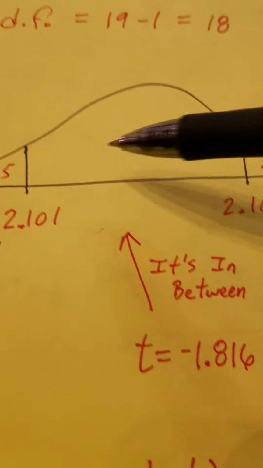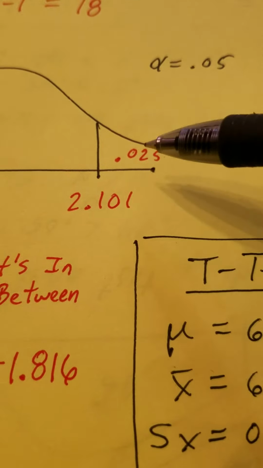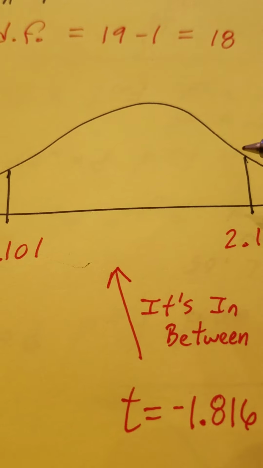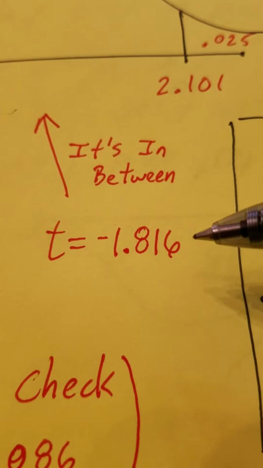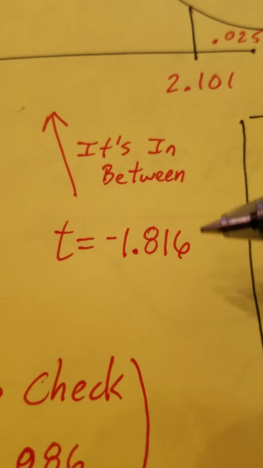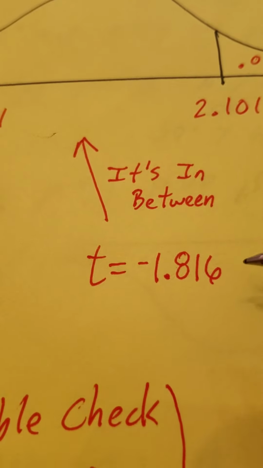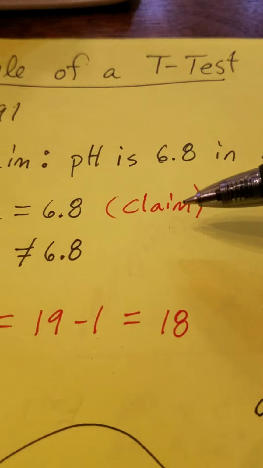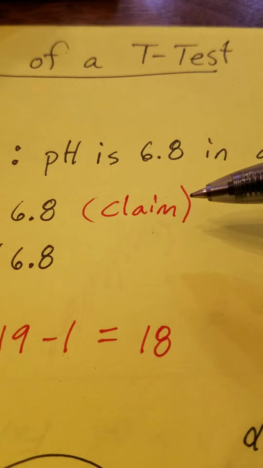Now, that's in between these two. So it's not significant. It's not out here, it's not out here, it's in between. So we go up. Not statistically significant. It's something we would expect. So now that means we're going to fail to reject the null hypothesis. The null hypothesis is also the claim. So we fail to reject the null hypothesis. There's not enough evidence to reject the claim.